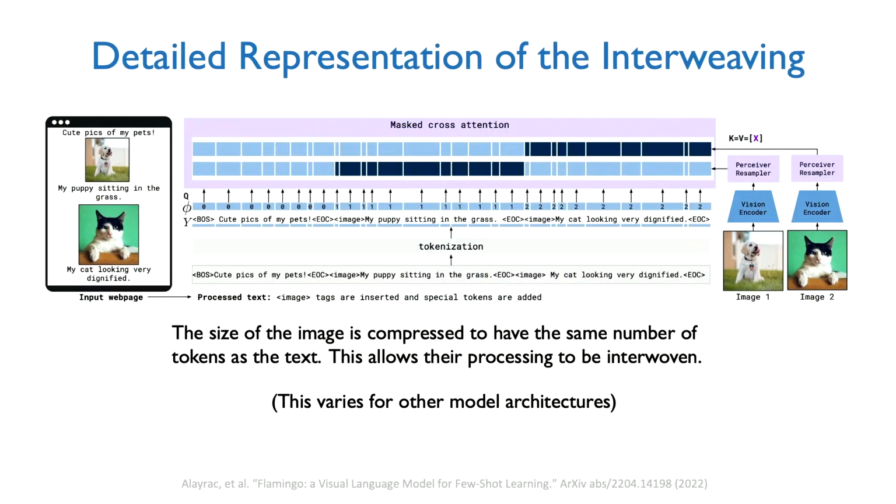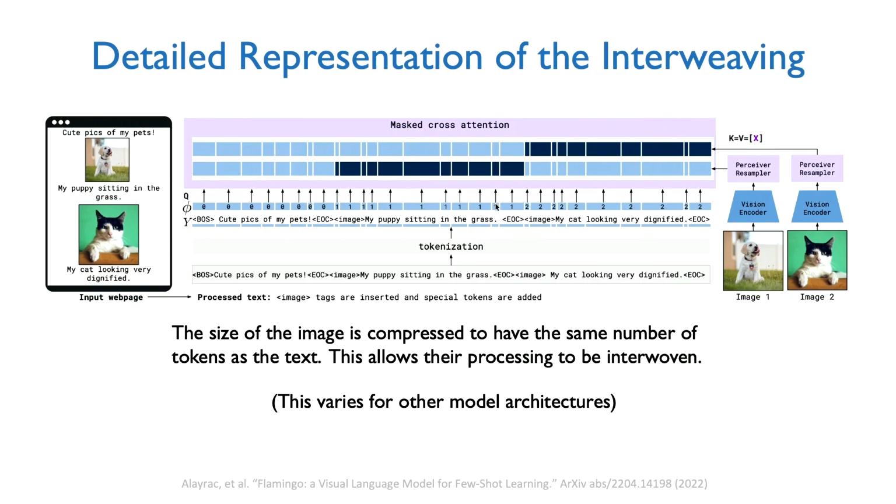So here's a little deeper dive from the Flamingo paper, because I think it's just super interesting. Flamingo will have as input, say, a web page with text followed by image, text followed by image, and it assumes that the text is modifying the image that comes after it. So what they do is they process this text. They have image tags and text. So we'll have cute pics of my pets, then the image, my puppy sitting on the grass, then an image, my cat looking dignified. That gets tokenized, and now we see the text tokens here.